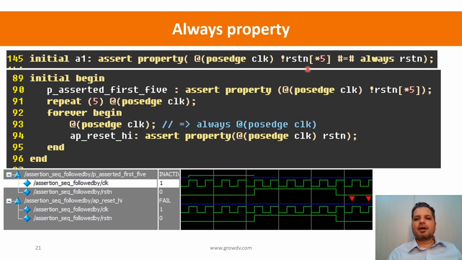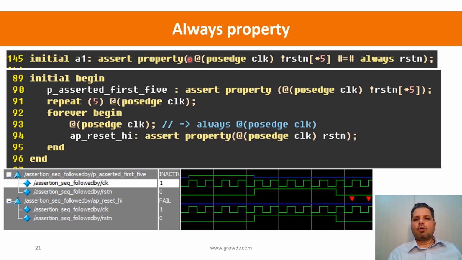Okay, so here we have one requirement: we want to make sure that the reset is asserted for only 5 clock cycles, and after the first 5 clock cycles, the reset should be deasserted and should remain deasserted throughout, right? That's exactly what we want. If that is our requirement, we can implement it this way. We are saying property at the positive edge of clock, it's an active low reset, so it should be asserted, which means it should be low for 5 consecutive clock cycles. And we have a non-overlapping followed by operator, and we are saying thereon always reset must be deasserted.